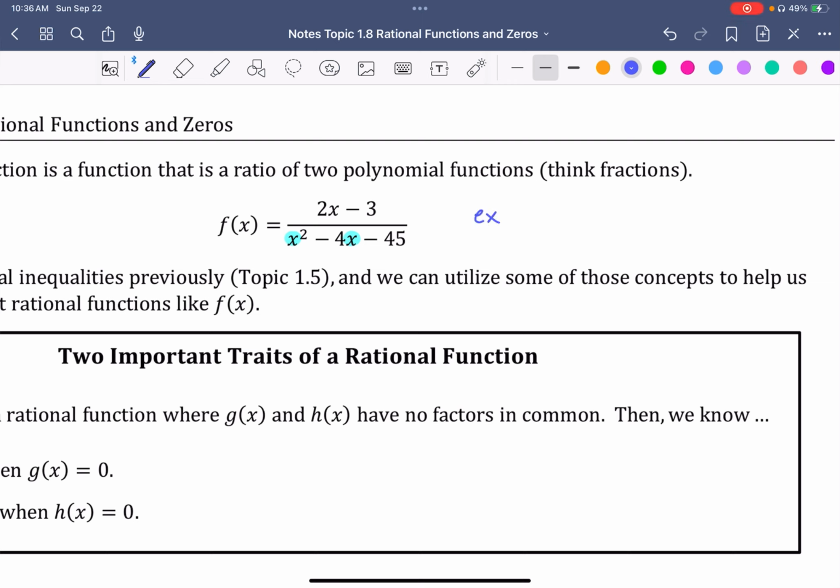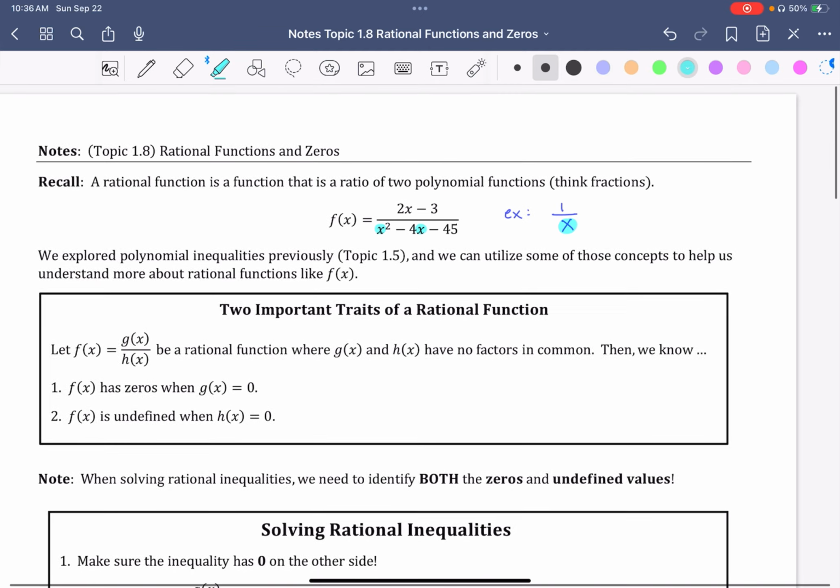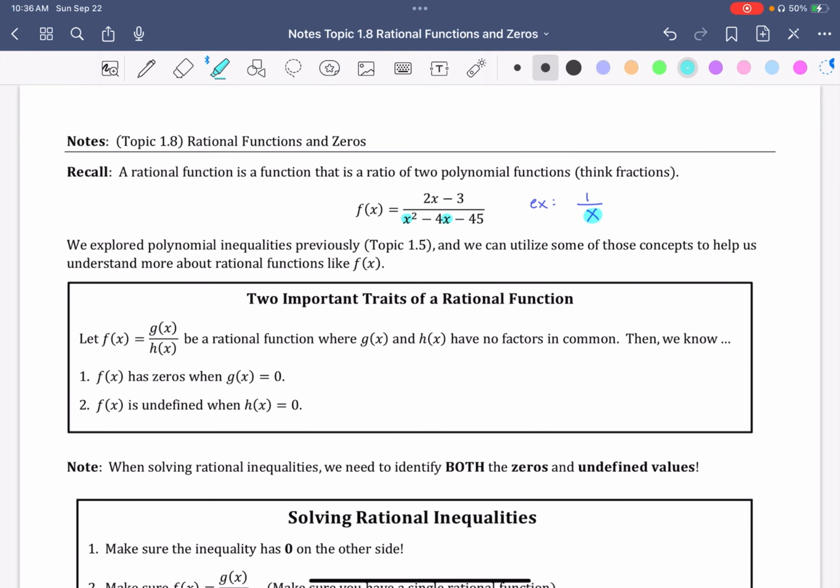Another example would be something as simple as 1 divided by x. So again, the numerator is not that important. The numerator can have a constant number, but for it to be a rational function, the denominator must have at least one variable. We explored polynomial inequalities previously in topic 1.5, and we can utilize some of those concepts to help us understand more about rational functions like f of x.